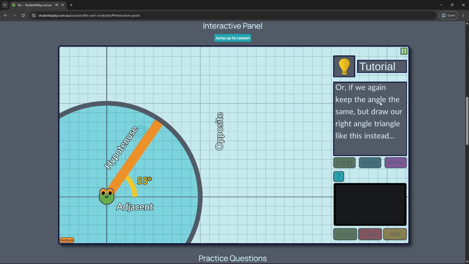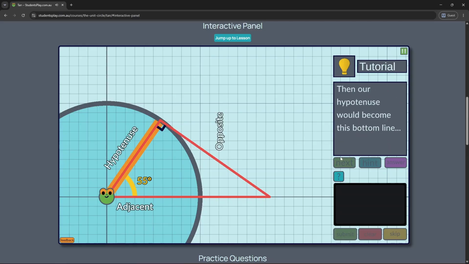Or if we again keep the angle the same, but draw our right angle triangle like this instead, okay? So everything else stays, but now instead of making the right angle by going straight up from here, we're going to go straight out from here. And then we're going to have our right angle in here instead, but we still have the 55 degrees there.